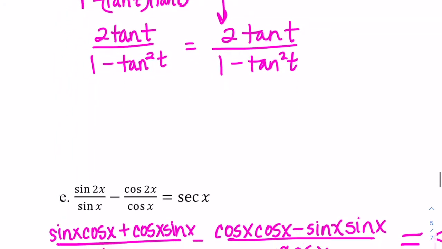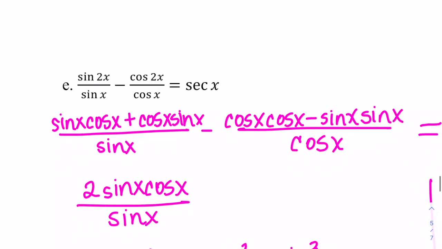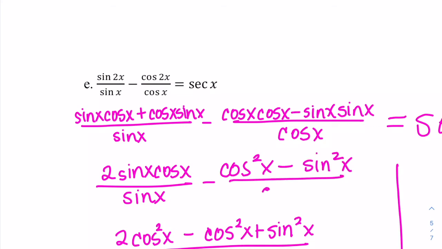For the next one, it's a little bit tricky. So we're using the sum formula for cosine and sine. And then when we simplify the left side here, we get 2 times the sine of x times the cosine of x over sine of x. And then what I could do is make sure I write down here this right here. So this was negative minus cosine of x. Well, I'll just rewrite this as cosine squared, sine squared over cosine of x.